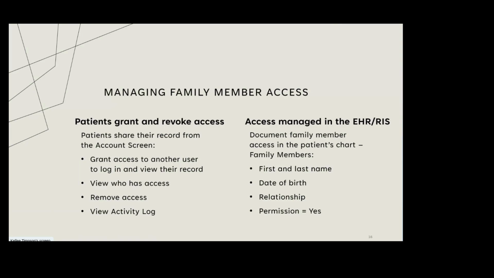The documented family member who has access will be documented in the patient's chart: first name, last name, date of birth, and their relationship. And then there's a permission button. So four fields in order to say that this person can access this patient's chart. And then we'll walk through how the authorized user can then request that access. So again, we've got patients granting and revoking access themselves, and then we've also got family member management when we're dealing with other family situations.